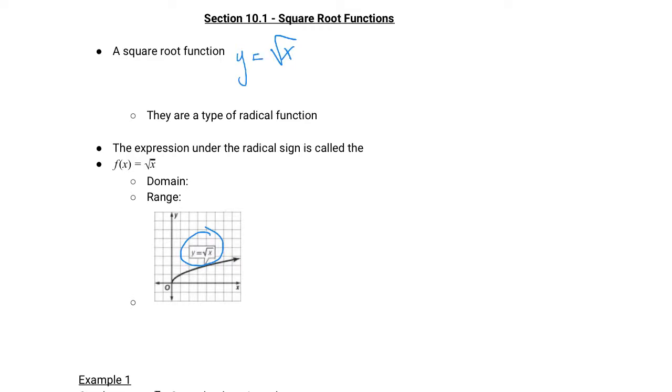We're going to do the square root of the x value to find the y. Like this says, it's a type of radical function. Radical is another name for the square root. All right, the expression under the radical sign is called the radicand. So x in this case is the radicand. In function notation, we can write this as f of x equals the square root of x.